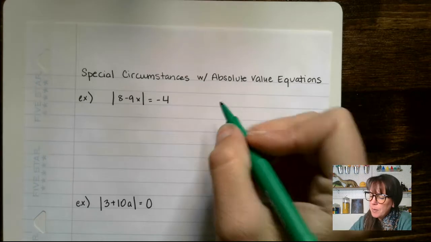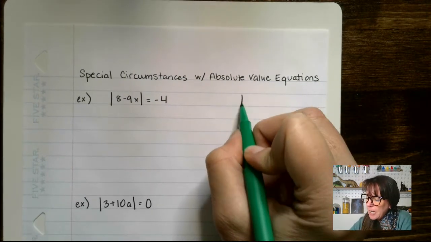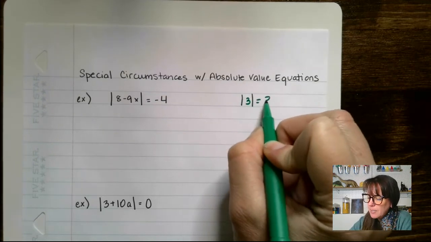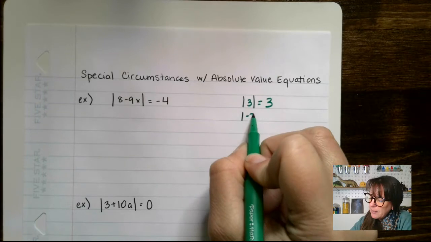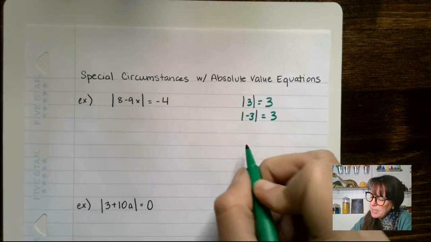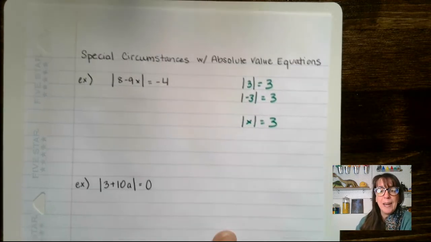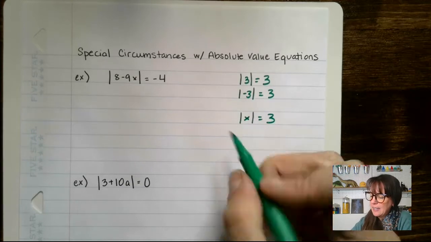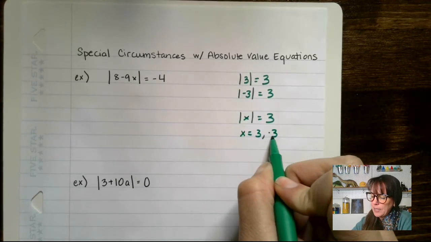Let's back up. Remember, absolute value is how far away something is from zero. So the absolute value of 3 is going to be positive 3 because it's 3 spots away. The absolute value of negative 3 is also going to be positive 3. Now, that means if I have the absolute value of x equals 3, I have two answers here. I can put in x can equal both 3 and negative 3.